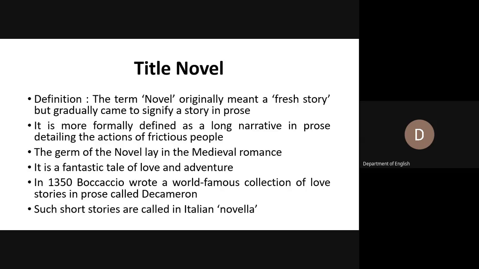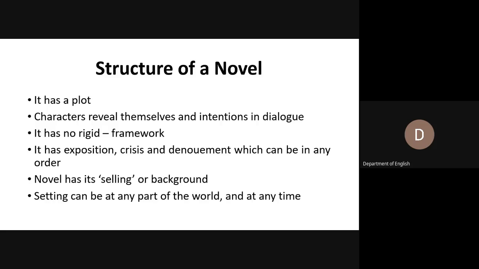Now, the germ of the novel lay in the medieval romance. It is a fantastic tale of love and adventure. In 1350, Boccaccio wrote a world-famous collection of love stories in prose called Decameron. Such short stories are called novella in Italian.